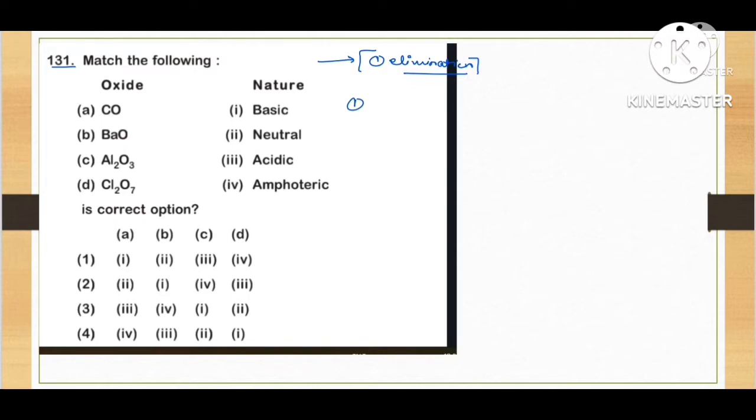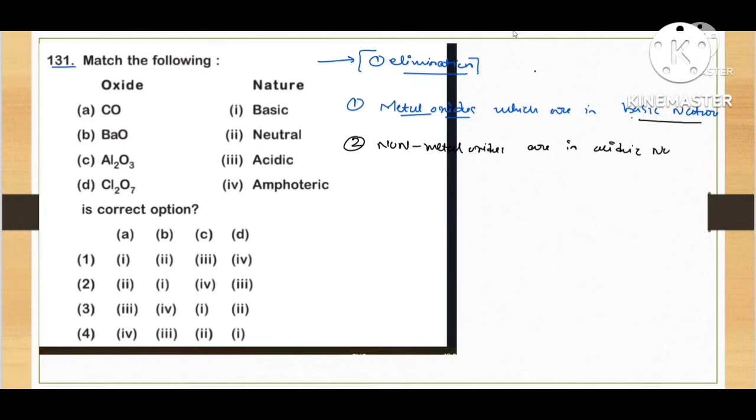Here are some points to remember. The first point is metal oxides. Metal oxides are basic in nature. We have to remember that metal oxides are basic in nature. Second point, non-metal oxides are acidic in nature. Okay, metal oxides are basic in nature and non-metal oxides are acidic in nature.